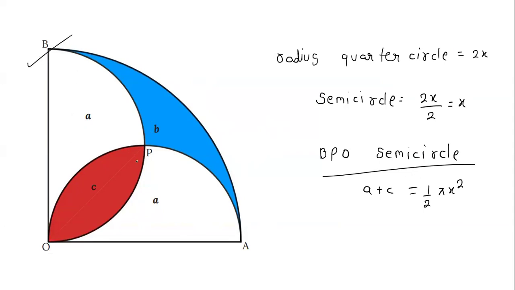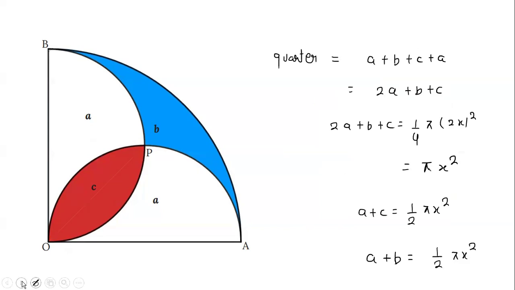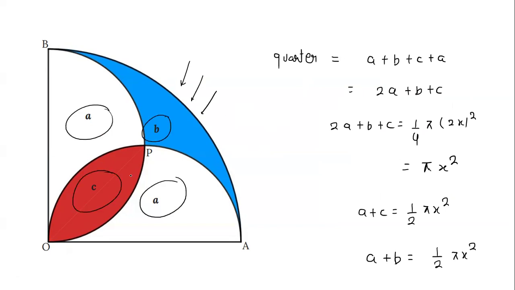You see this BPO semicircle. This is B point, this is P point and this is O point, and we can see that A plus C is equal to the area of the semicircle, which is half times pi times its radius squared, which is small x. So this is half times pi times x squared. And you also see this quarter circle area we can write as A plus B plus A plus C, which is 2A plus B plus C, which is 1/4 of pi times the radius of the quarter circle, 2x, squared, which is pi times x squared.